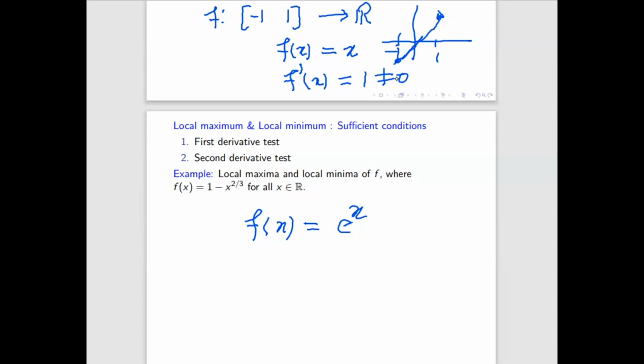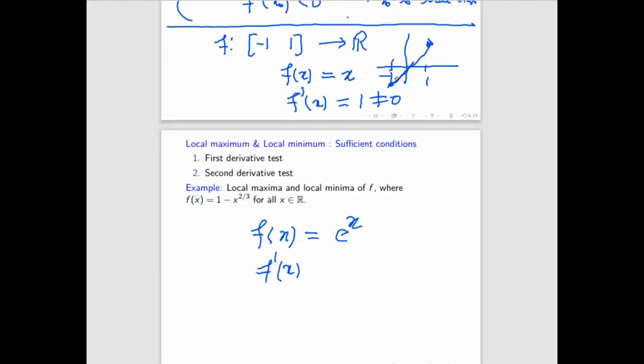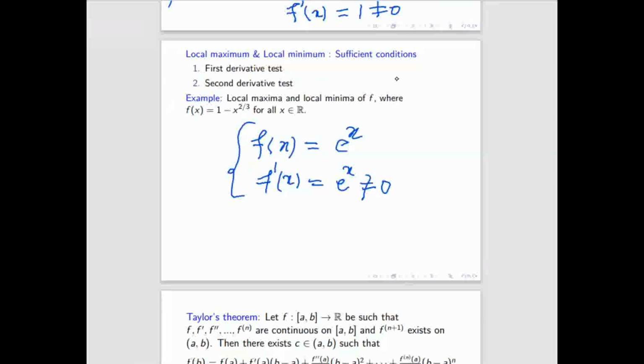What is the derivative of this? e to the power x. So tell me the point where e to the power x is 0. It's always positive, sir. That means it is never 0. So can we say that it has a maximum or minima? Unless an interval is given, it has no minimum or maximum. If an interval is given, then there might be a maximum or minimum point.